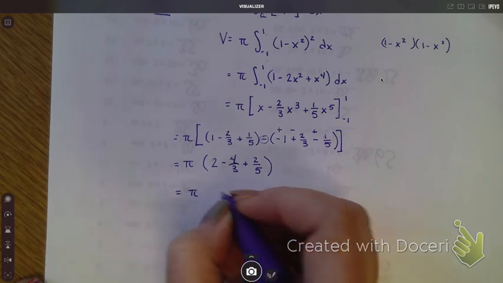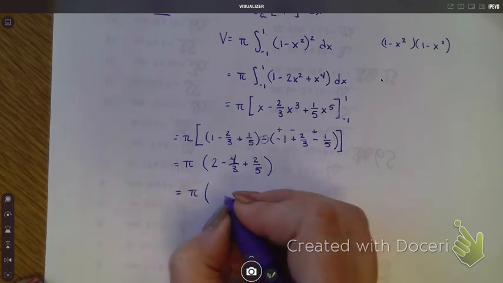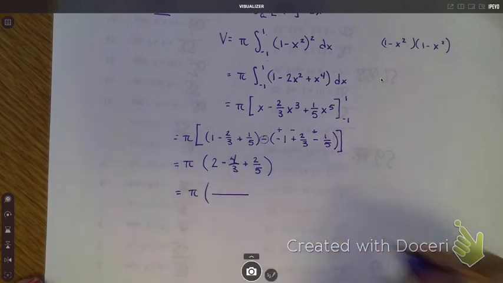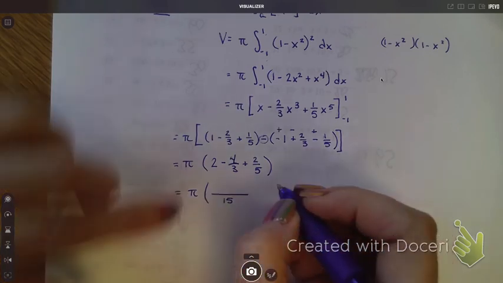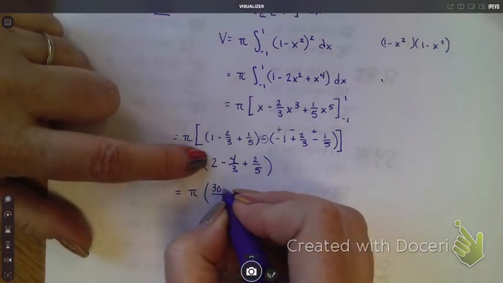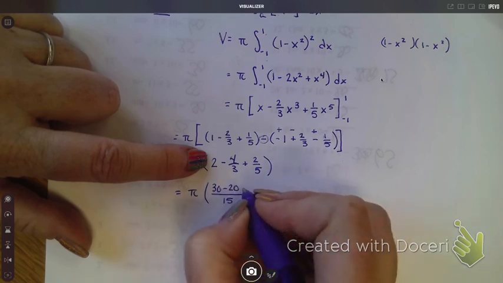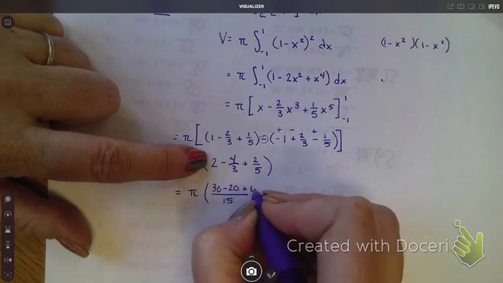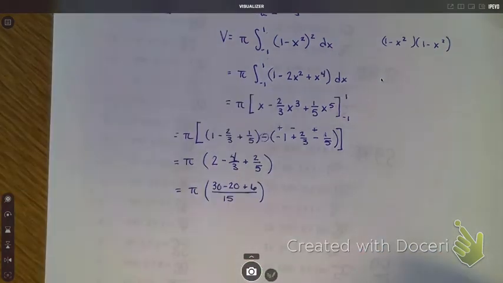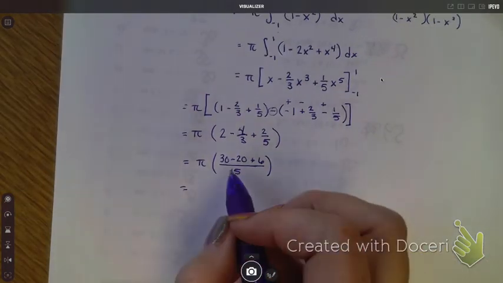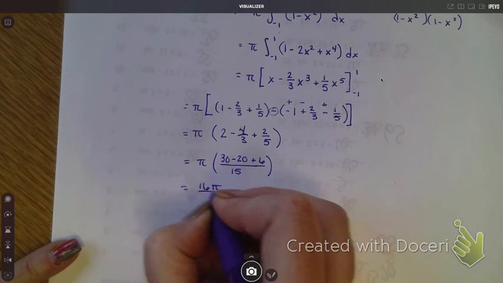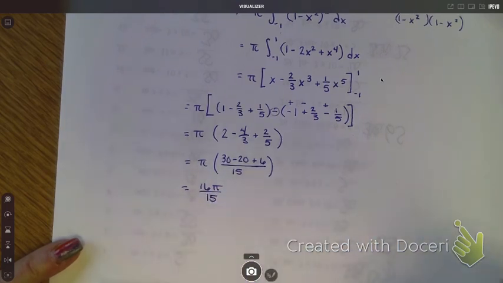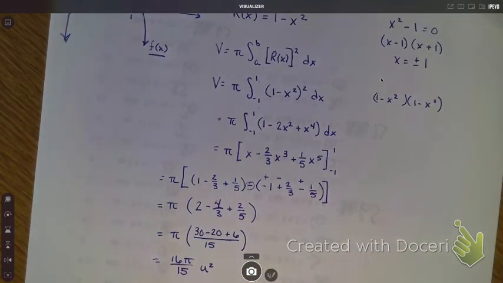So between 5 and 3, it's what? 15, isn't it? Yeah. So the 2 becomes a 30, minus 20, plus 6. Should be 16. So 16 pi over 15. Yeah. And that's what they got too. Now, did they take a little while? Yeah.